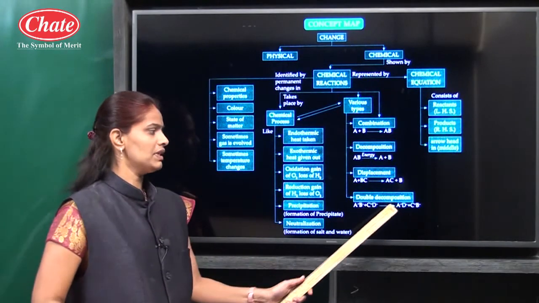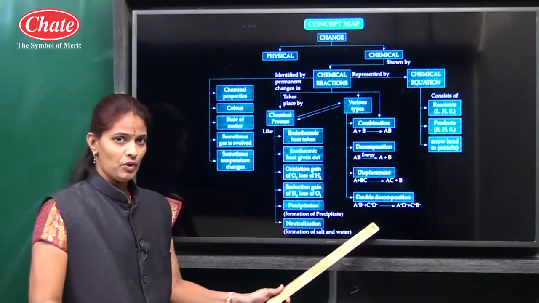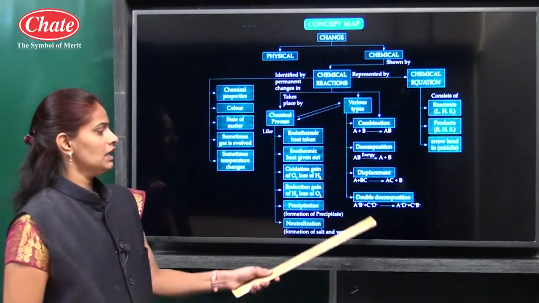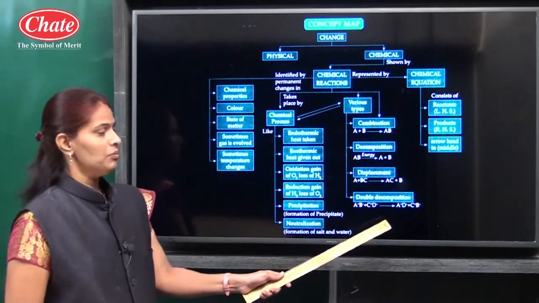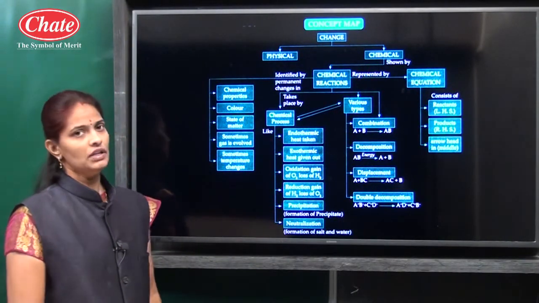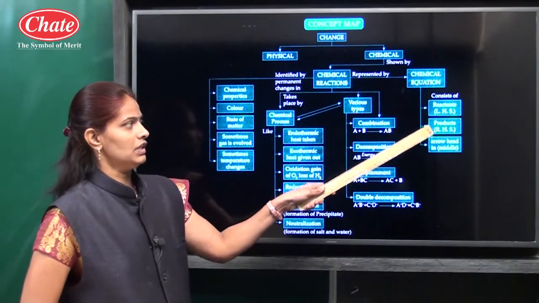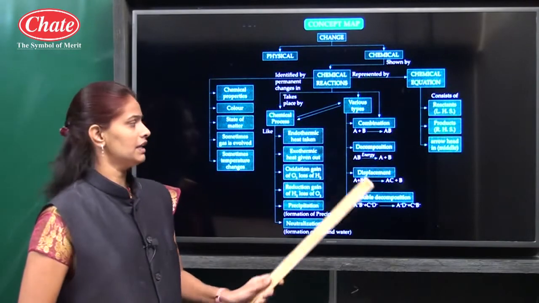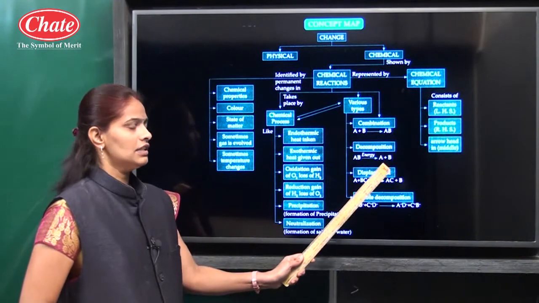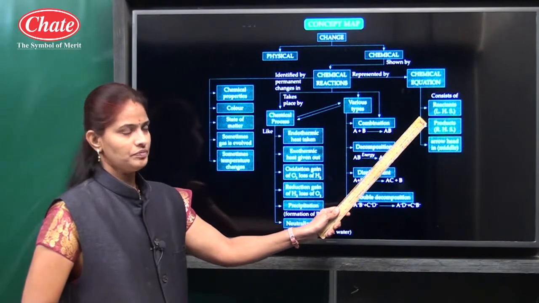And in double displacement reaction or double decomposition reaction, 2 reactants or 2 compounds are there and they decompose into different ions, and here the ions get exchanged to form a precipitate, and that is why it is called double decomposition or displacement reaction. You know what reactants and products are. The substances that take part in a chemical reaction are called reactants, and the substances that are newly formed during a chemical reaction are called products.